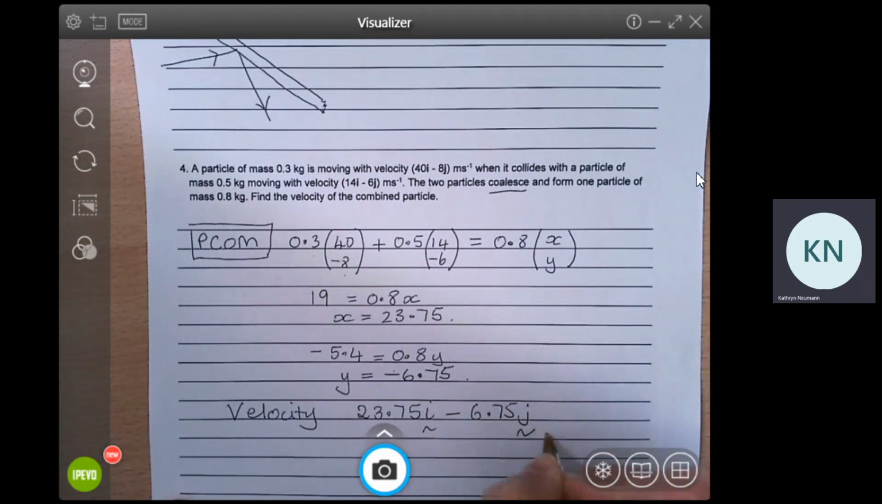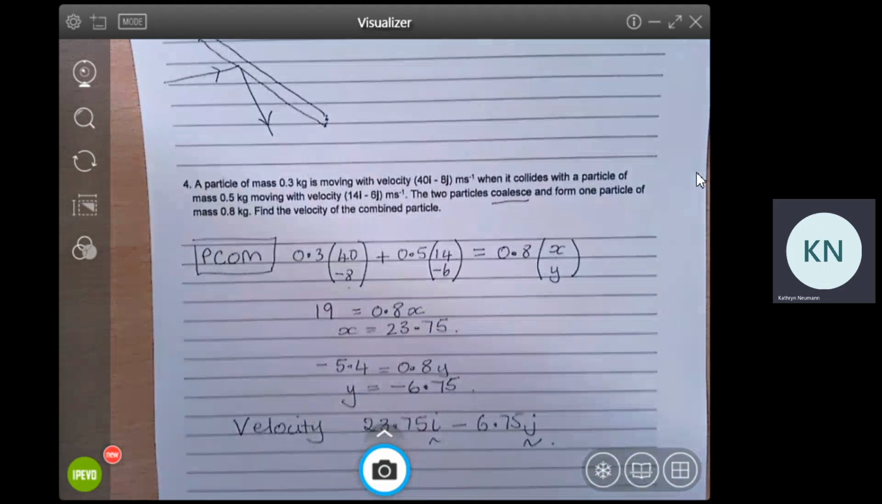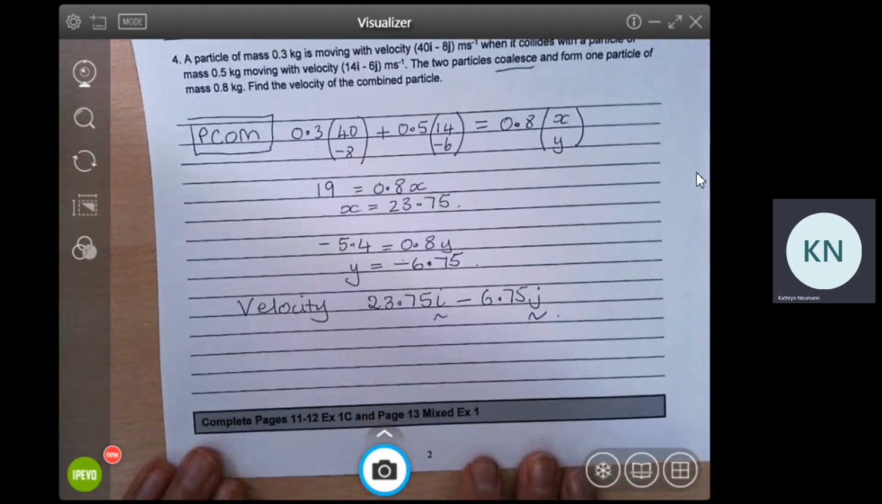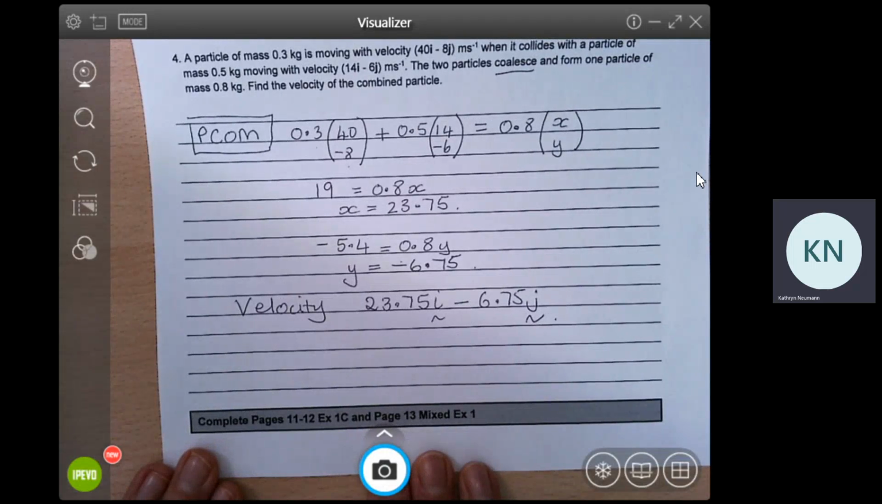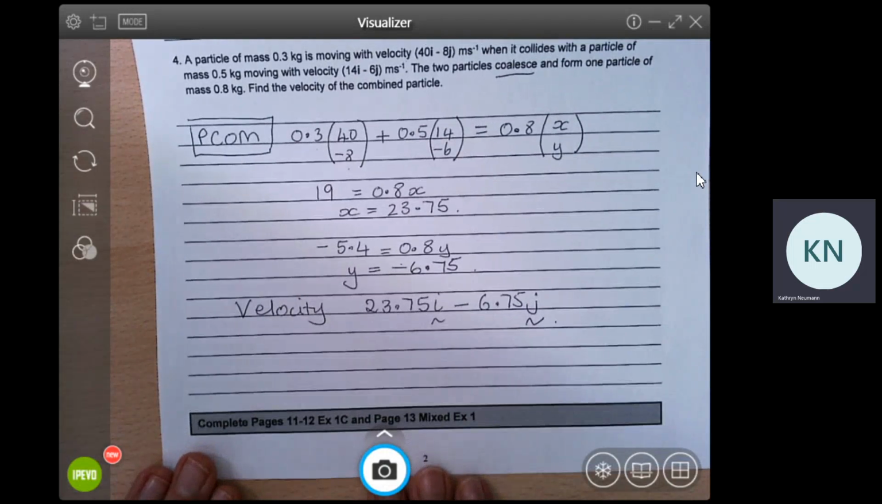So now you need to practice these techniques, working through some questions and working through the examination questions that are attached in the coursework.